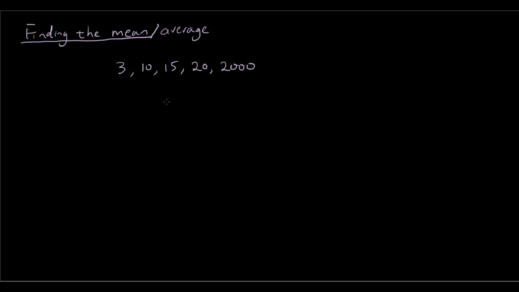Hello everyone, today we're going to talk about how to find the mean, which is also called the average. So here we have 5 pieces of data: 3, 10, 15, 20 and 2000. Now they can represent whatever you like. For example, they could represent how much money each person has, and there are 5 people that we collected the data from.